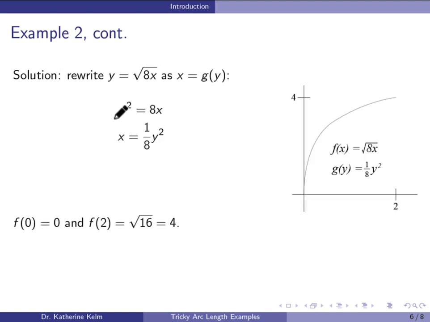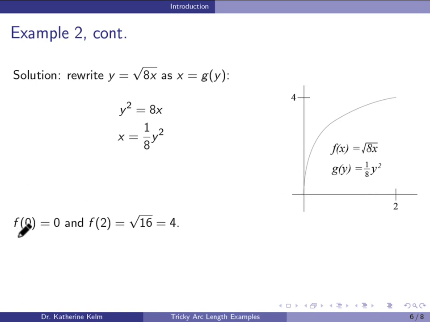Solving for x, we've got y squared equals 8x, so x equals 1/8 y squared. This equation represents the same graph, but because we've now written it as a function of y, we need to integrate over the y values, not the x values.